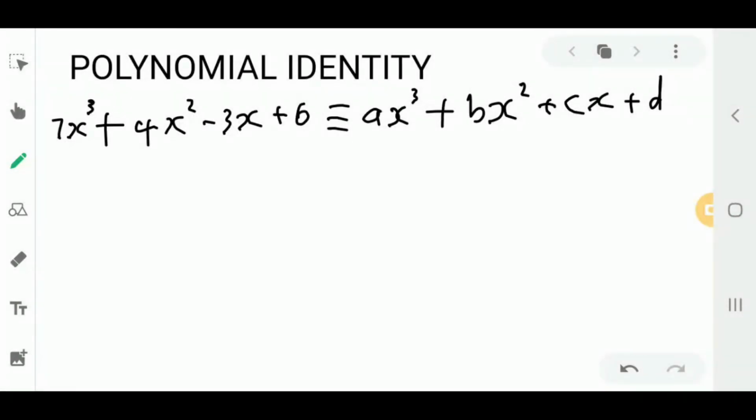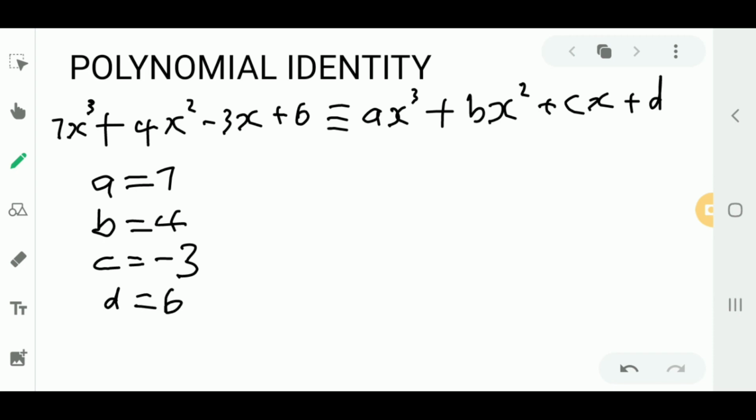Okay, so for polynomial identity, what that is saying is that the left-hand side has to balance the right-hand side. So here, if you look at the x cubed term, you realize that 7 is equal to a. That means a is 7. If you look at the x squared terms, 4 is equal to b, so b is 4. And for the x term, c is equal to minus 3. And for the constant, you have d is equal to 6. So that's what the polynomial identity is about.